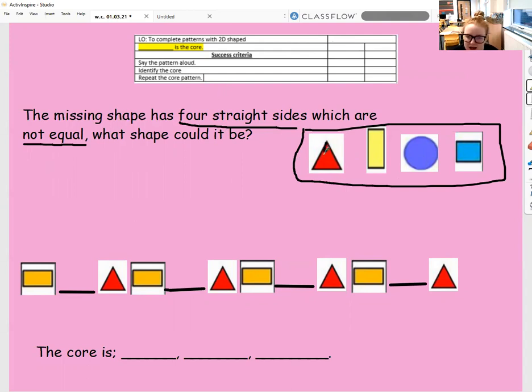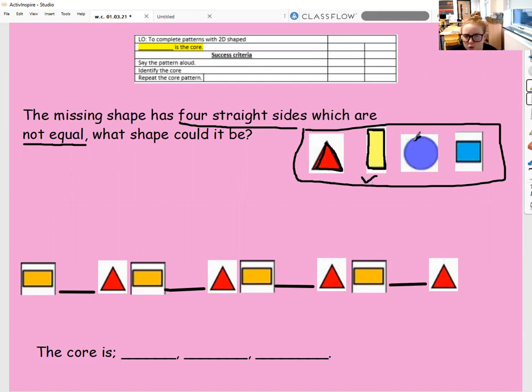Well, my triangle has 1, 2, 3 sides. So is it a triangle? No, because it needs to have 4 sides. Is it a rectangle? Let's see, a rectangle has 1, 2, 3, 4 straight sides. Are they equal? No, they are not equal, so it could be a rectangle. Let's have a look at my other 2 shapes.